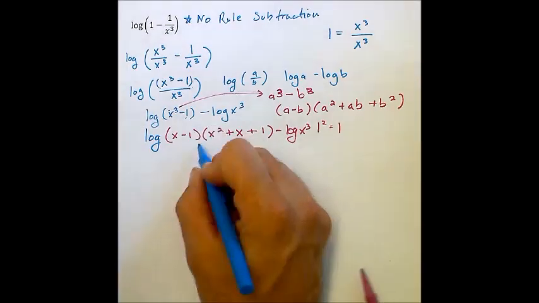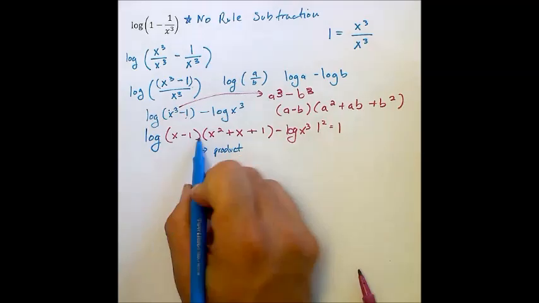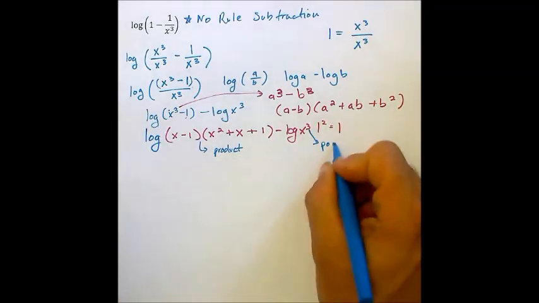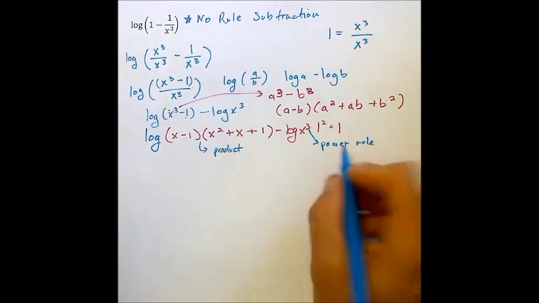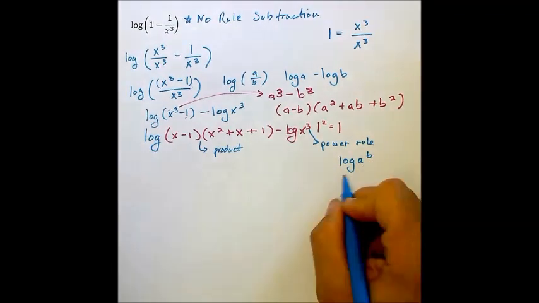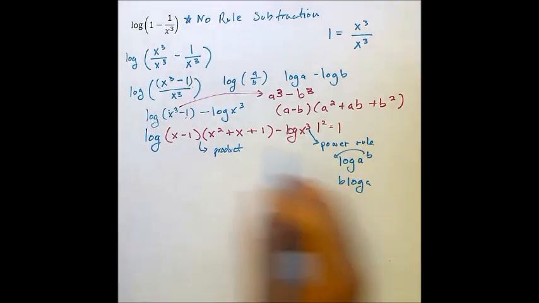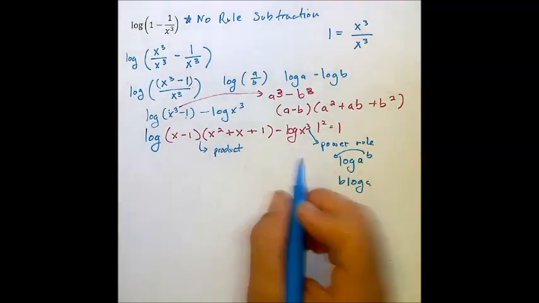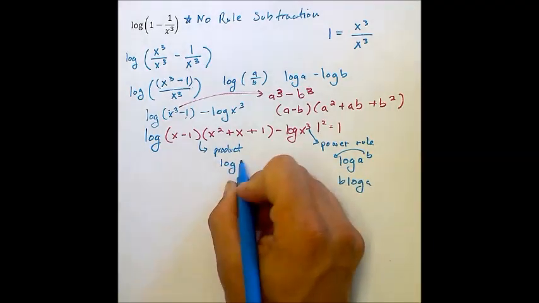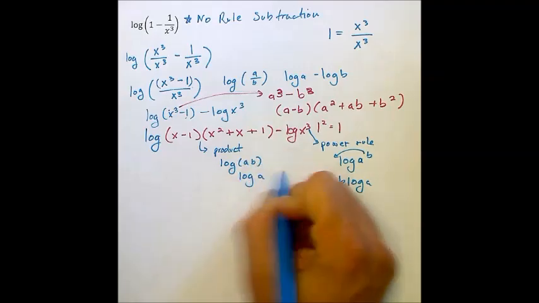Now here's a couple rules. One is we can use a product rule to expand this into addition, and then we could also use this 3 with a power rule. Now the power rule is going to tell you if you have log a to the b like this, you can make it b log a. You can move this b to the front here, and if you have a product of log ab, you can write it as log a plus log b.